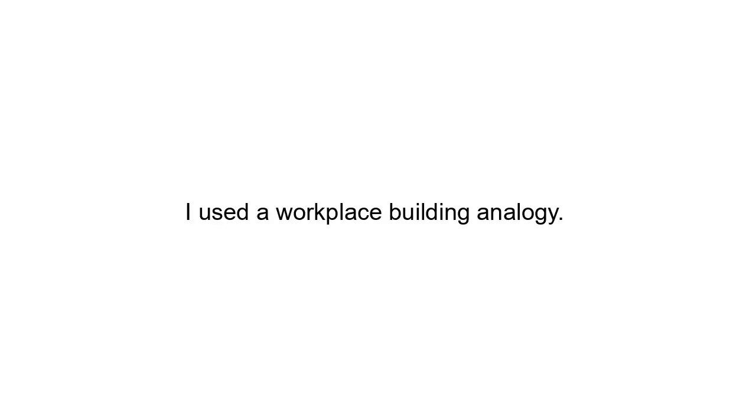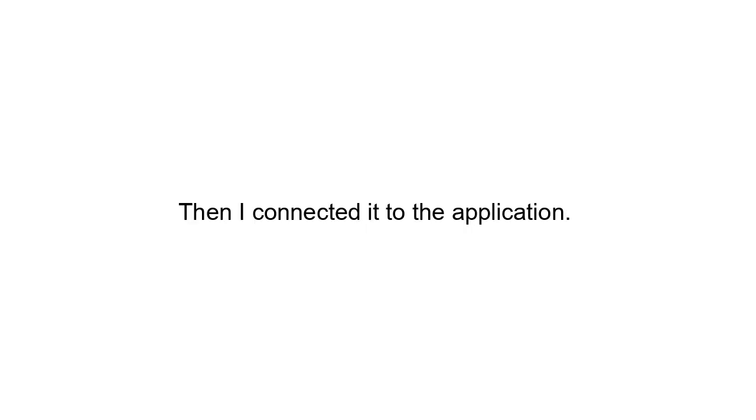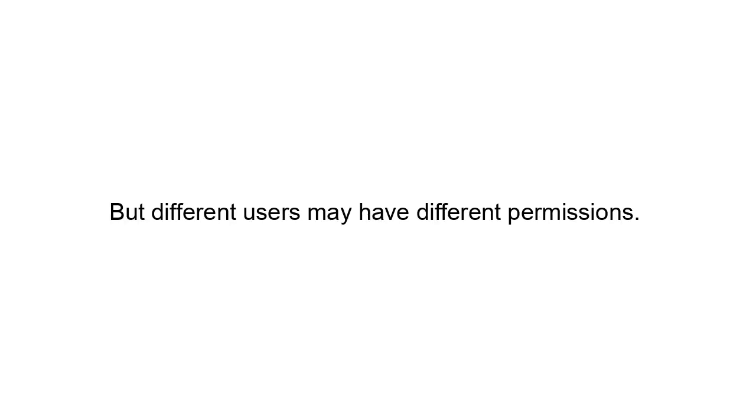Action: I used a workplace building analogy. I explained, "Authentication is like showing your ID badge at the building entrance. It proves who you are. Authorization is like checking whether your badge allows you to enter a specific room." Then I connected it to the application. Logging in proves the user's identity, but different users may have different permissions.